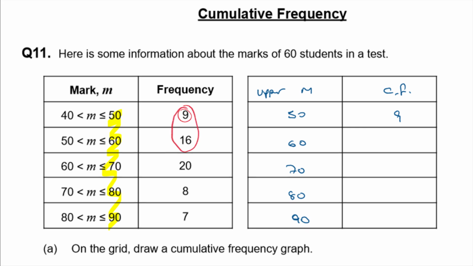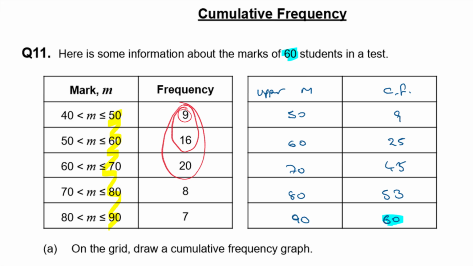9 plus 16 is 25. Next cumulative frequency is all of them so far. I can add 9 and 16 and then 20, but I already added 9 and 16, it's 25, so my next cumulative frequency is to add 20, which is 45. And then my next one is going to be 45 plus 8, so that's 53, and the next one after that is going to be 53 plus 7, which is 60. It's always worth double checking at the end that your value here matches the number they tell you up here. That's a good check, isn't it? So yeah, all matches up, all good.